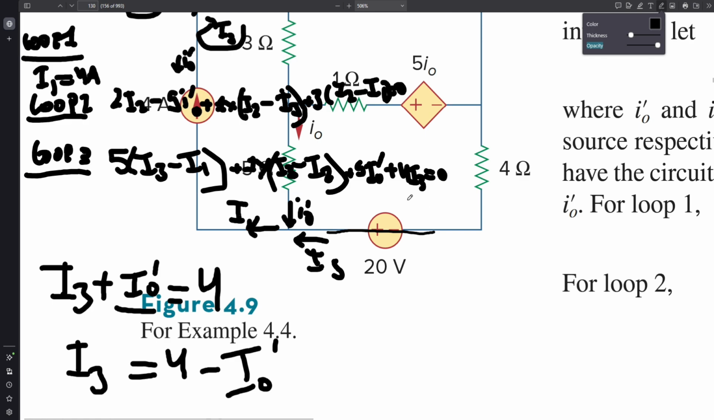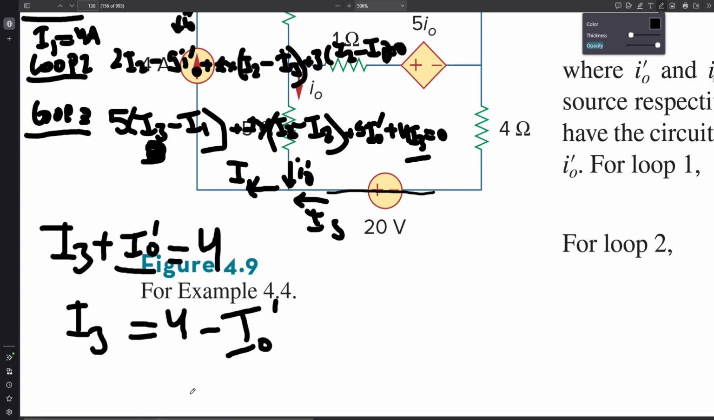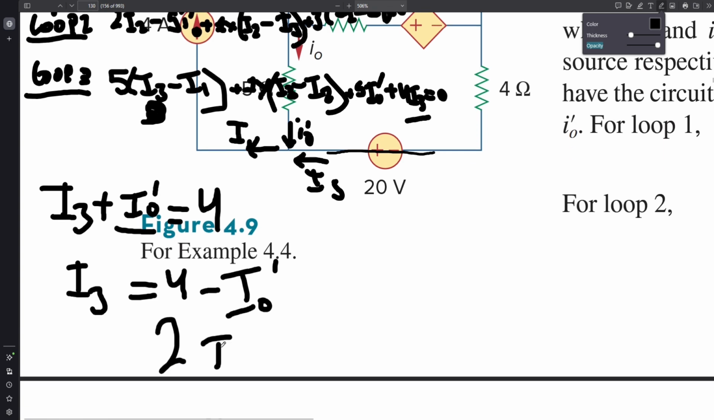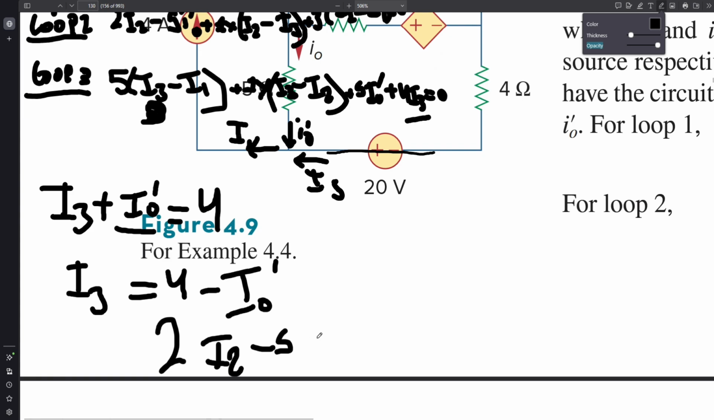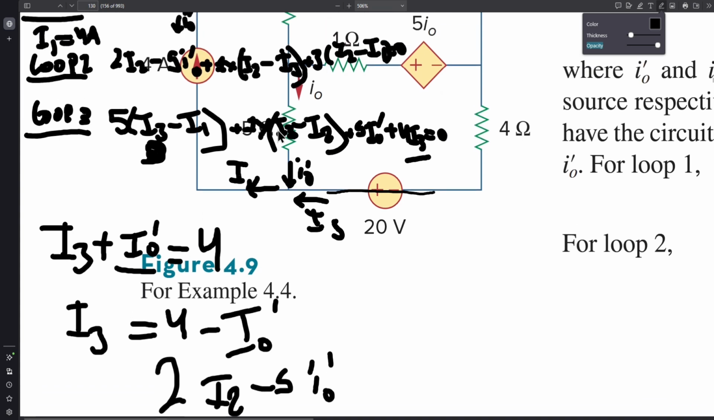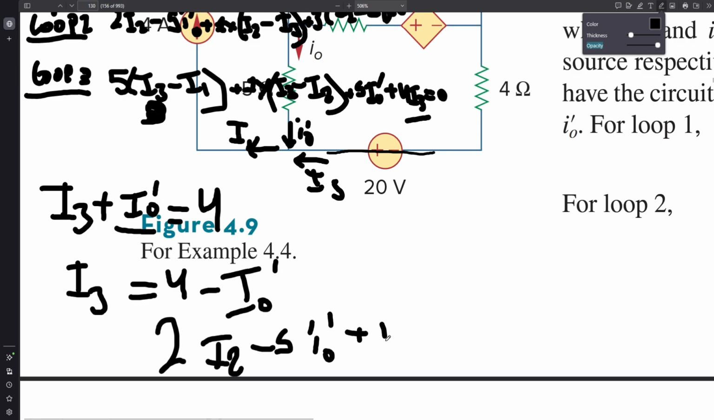Now let's replace all the I3s we see in the equation. There's one here, one over here, and on top there is one over here, and that is it. So let me replace them. You have 2I2, that's for loop 2, minus 5I0 dash, plus I2. Now we can open the bracket here. It's I2 and then minus I3, or minus the brackets, you would put 4 minus I0 dash. So you replace the I3.